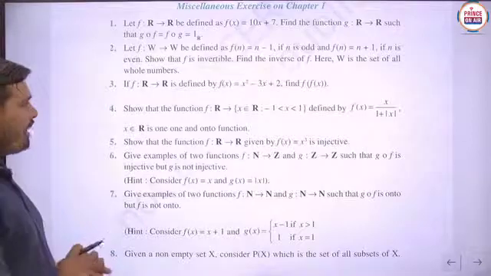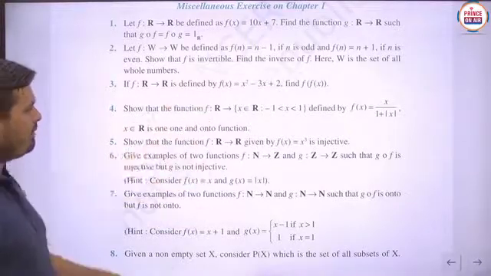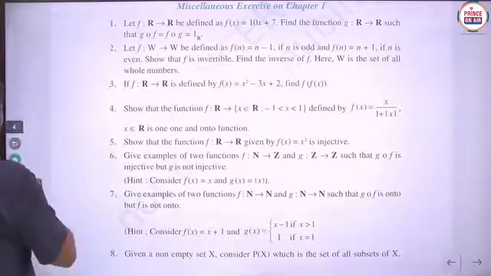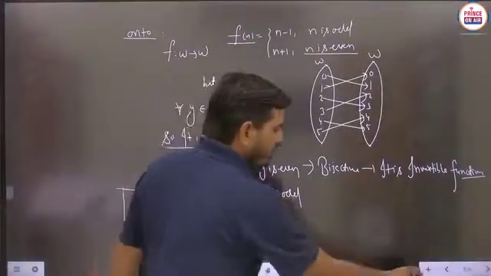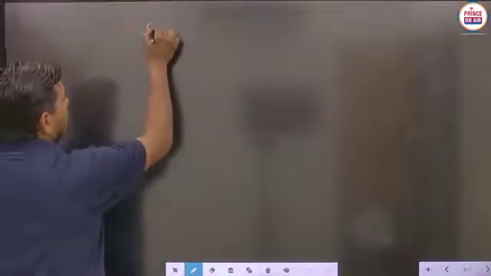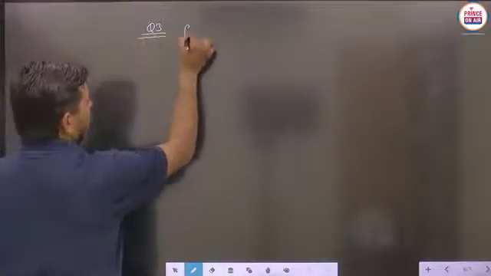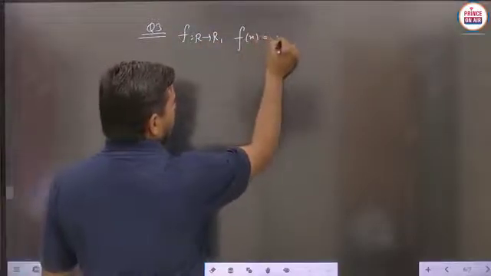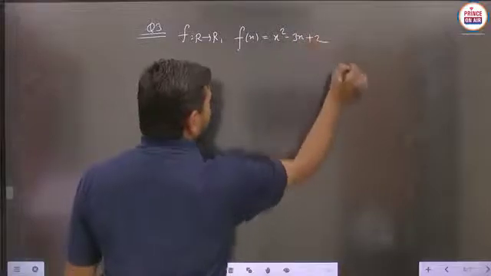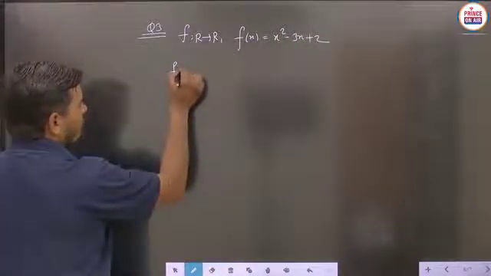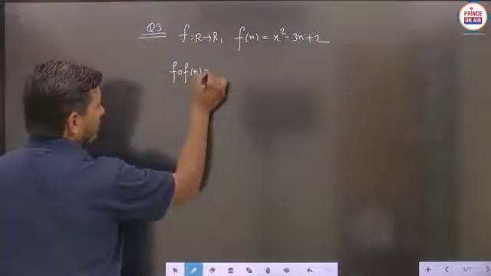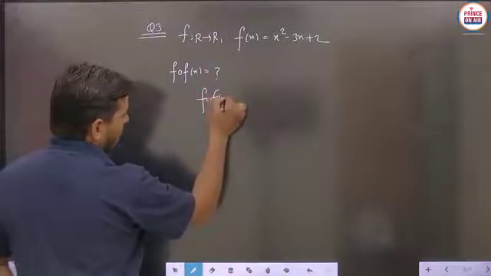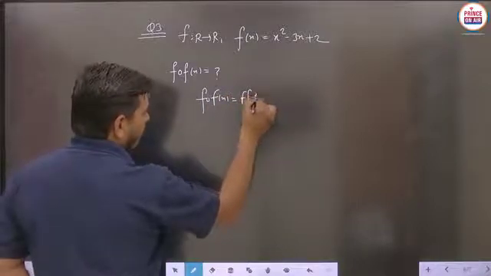Then f from R to R is given, and the function is defined as x square minus 3x plus 2. So the next question, question number 3, is f defined from R to R, and f of x is x square minus 3x plus 2, and we have to calculate f of f of x, or you can say f of f. So easily, students, f of f of x you can write like this.